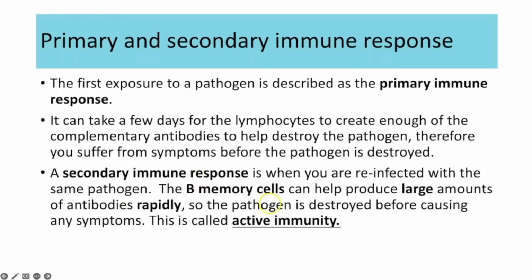B memory cells. And as soon as those collide and bind with the complementary shape antigen to their receptor, they can differentiate into the plasma cells and make large amounts of antibodies rapidly. So the pathogen gets destroyed before it can cause any damage or minimal damage, and therefore you won't have any symptoms or you'll have very minimal symptoms. Now, this is known as active immunity because you are immune because you were actively reinfected before.